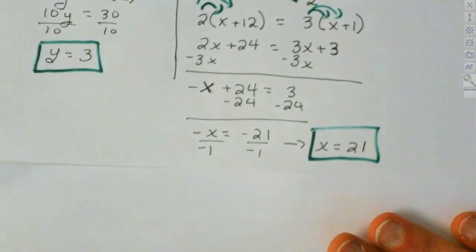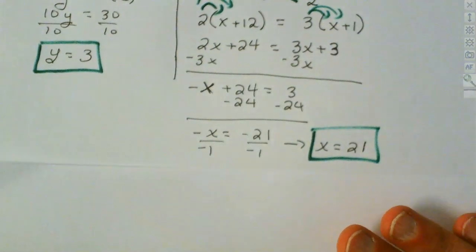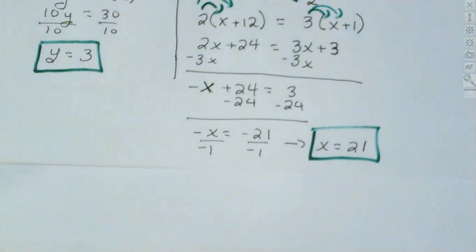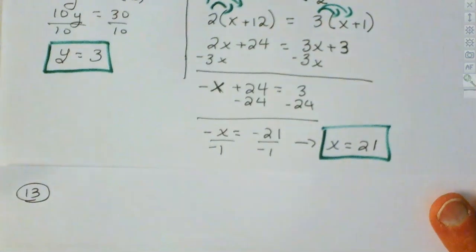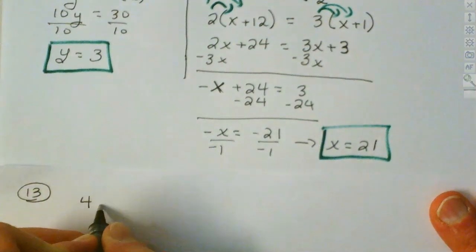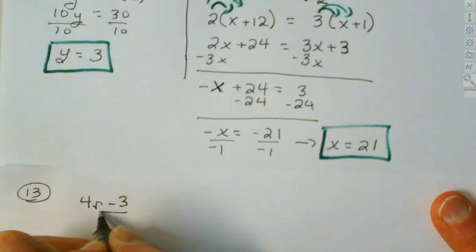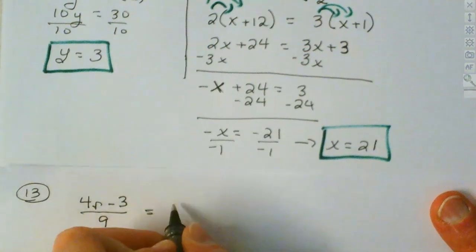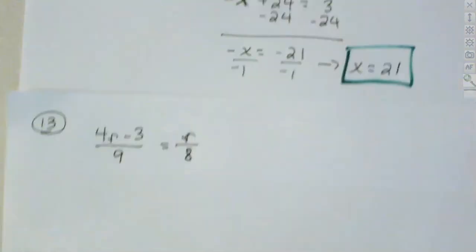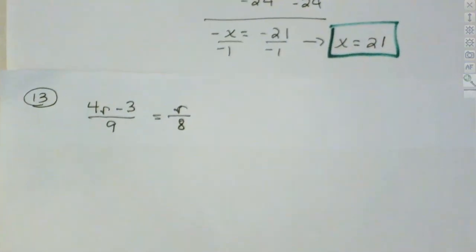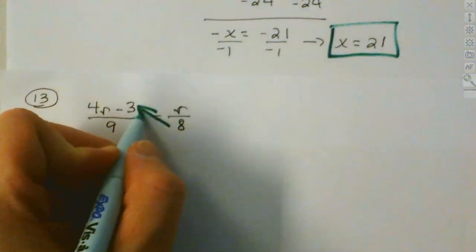Okay, question 13. I'm not going to work it completely out, but I'll set it up and you can finish it. We've got 4r minus 3 over 9 equals now r over 8. Okay, so what do we need to do? We have a fraction equaling another fraction, don't we? When we have a fraction on the left equaling a fraction on the right, we can cross multiply.